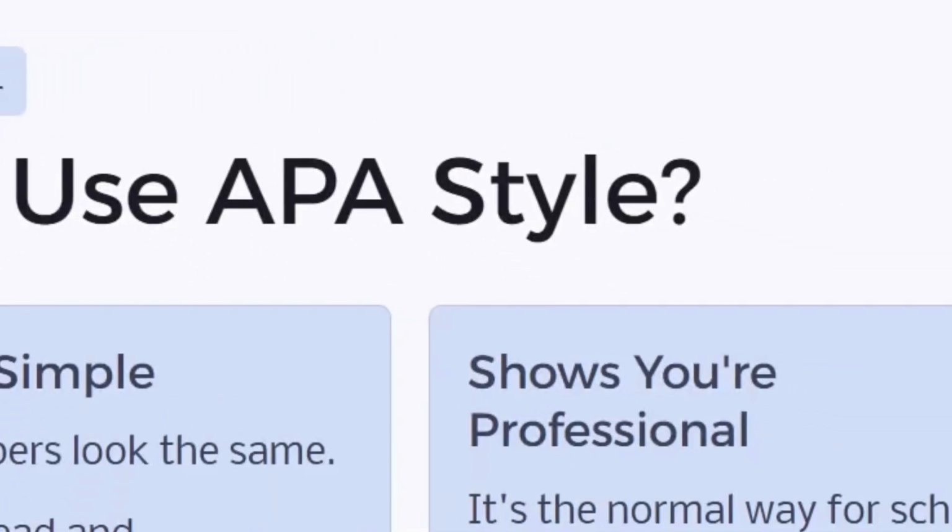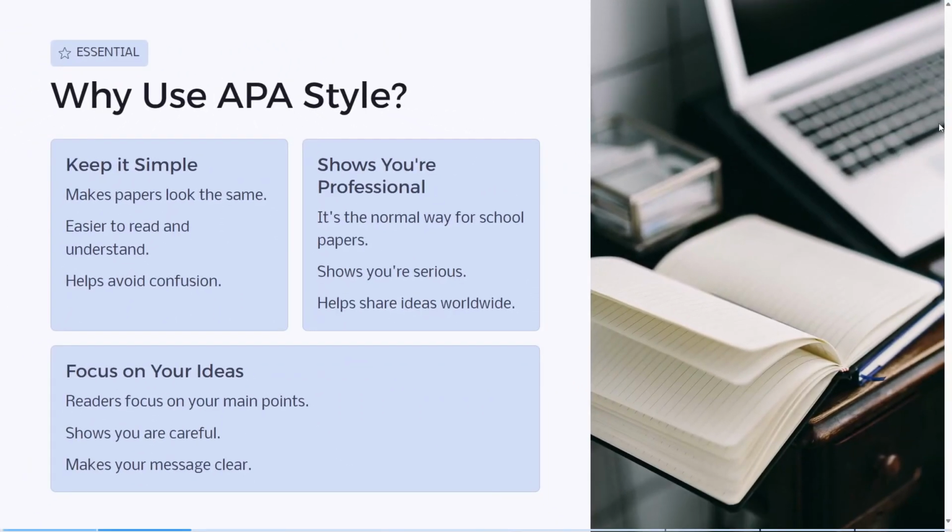So why use the APA style? You have to keep it simple so it makes papers look the same. It's easy to read and understand. It helps avoid confusion and shows that you are professional. It's the normal way for school papers. It shows that you are serious and helps share ideas worldwide. It focuses on your ideas as well. Readers focus on your main points, it shows that you are careful and makes your message clear.